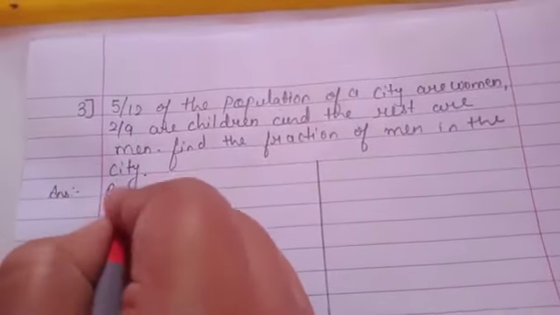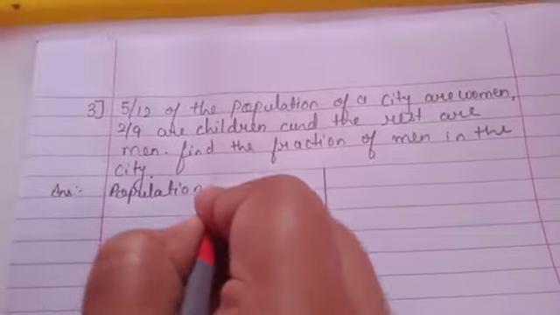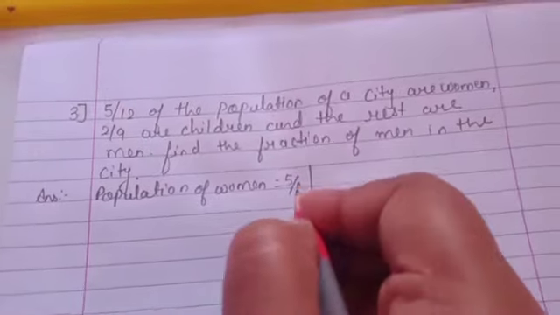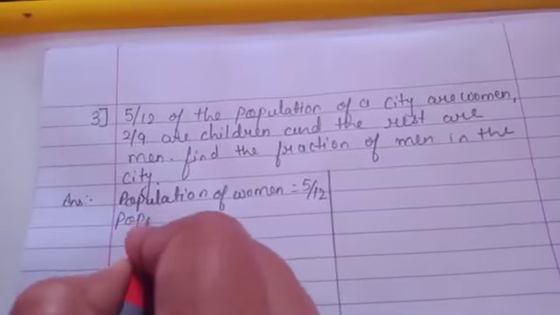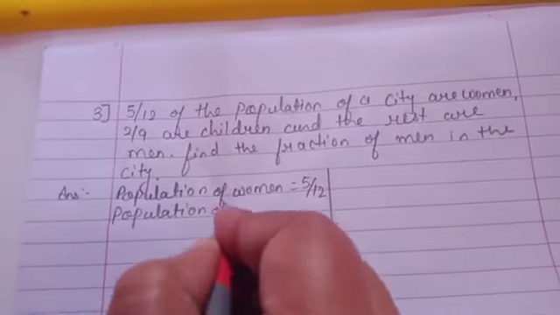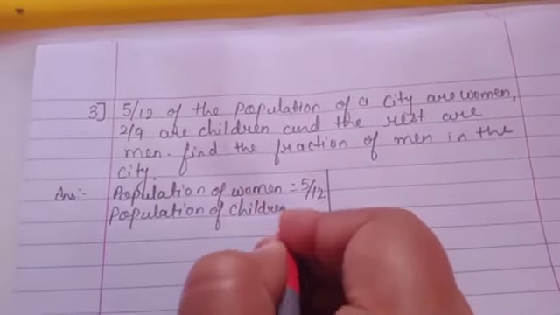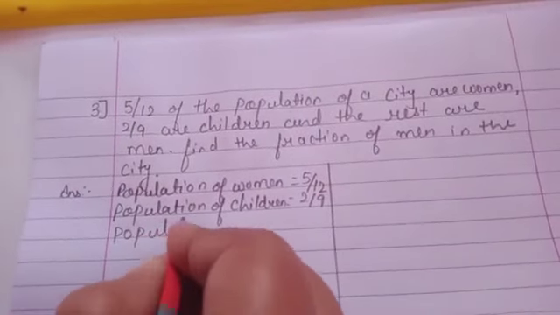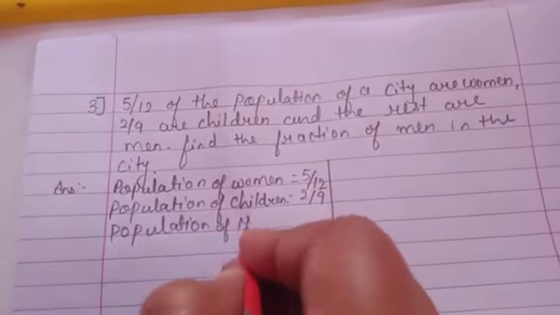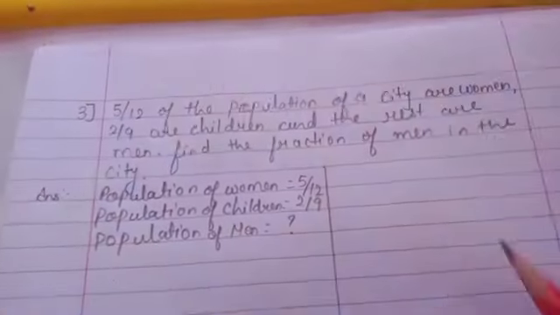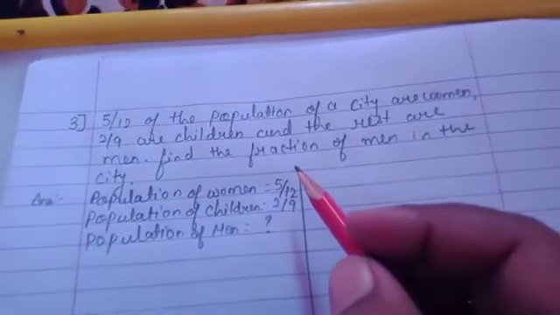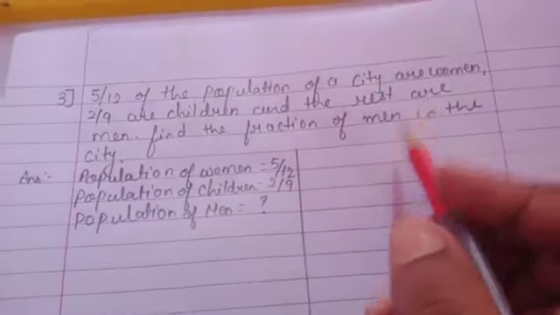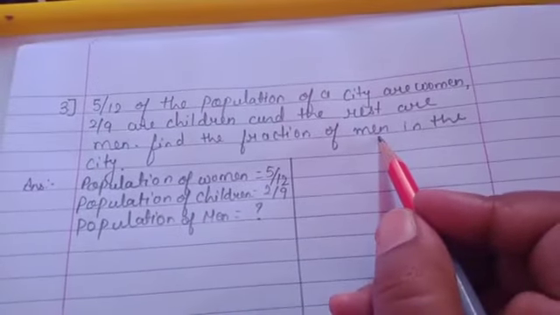So the population of women is equal to 5/12. The population of children is equal to 2/9, and we have to find the population of men. Here in the question the total population of the city is not given. With the help of the total population of the city only, we can find the fraction of men.